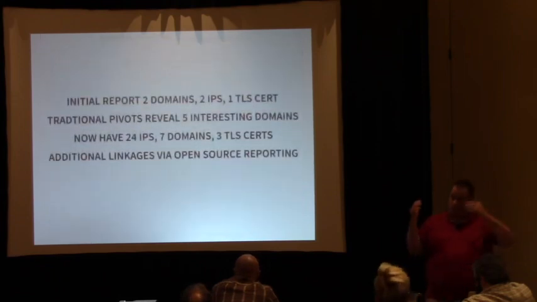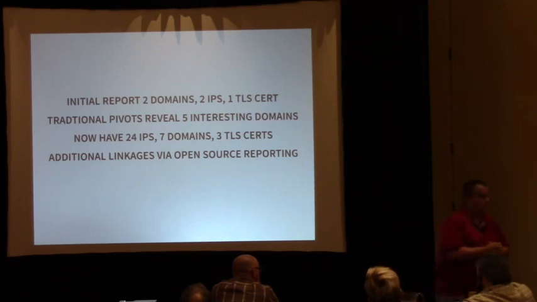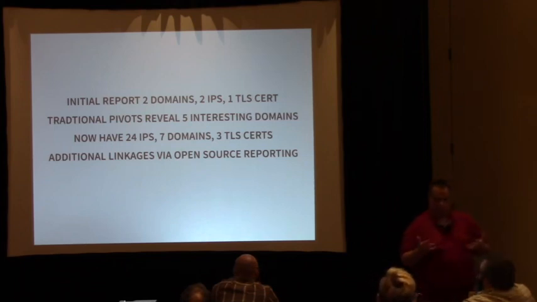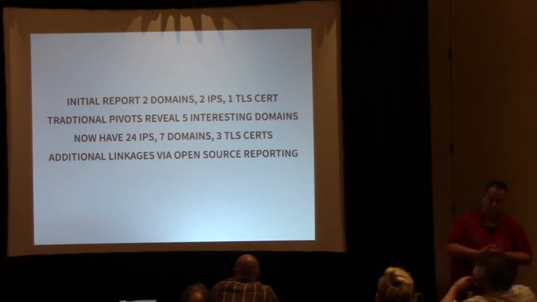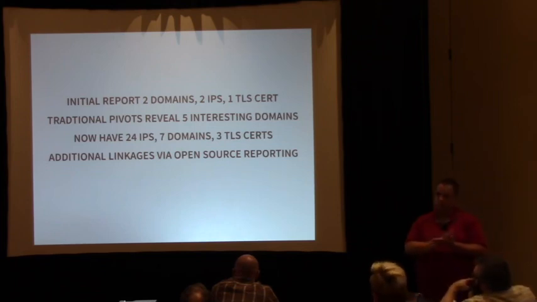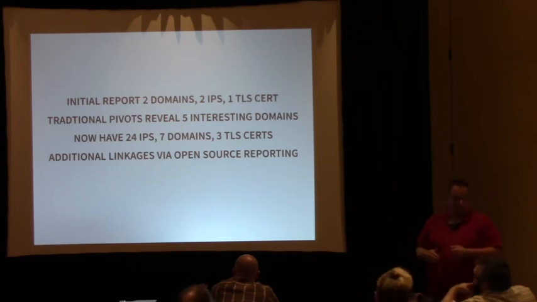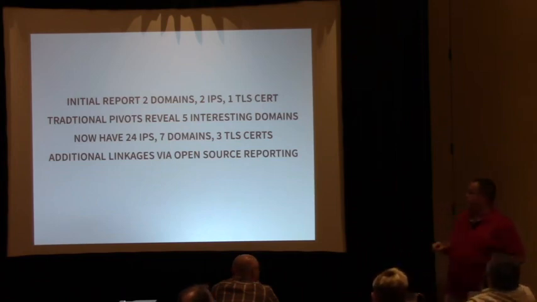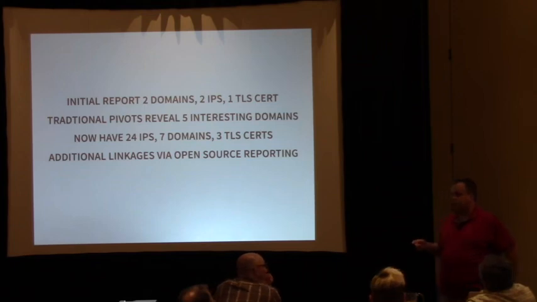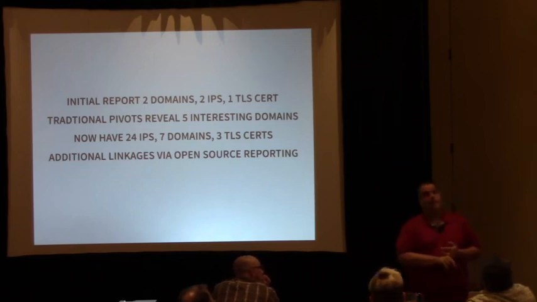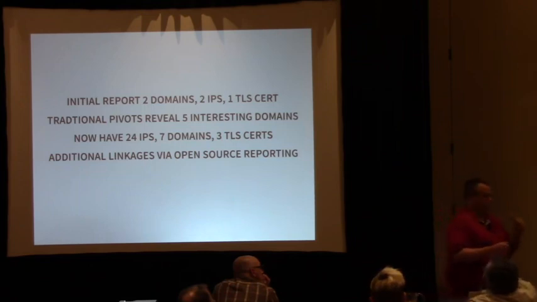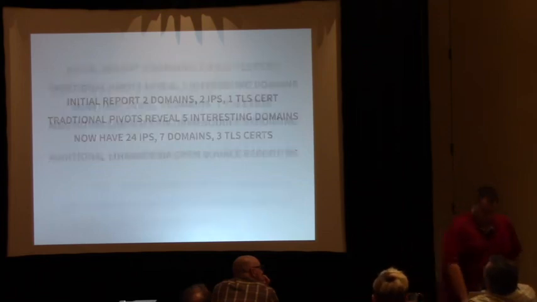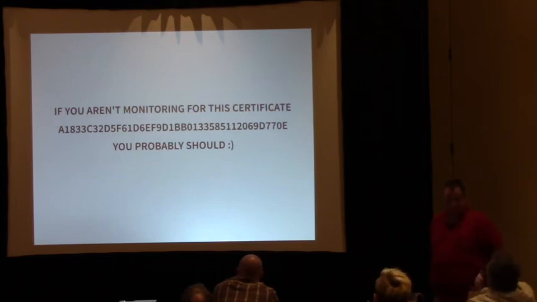So, pivoting from the German Parliament report, two domains, two IPs, one TLS certificate. The traditional pivots found 5 interesting domains. We're now up to 24 IPs, 7 domains, 3 TLS certificates that we can monitor. There are additional linkages to several of these IPs in open source reporting. PwC had a report back last June that listed a couple of domains. One of those domains showed up on one of those IPs around the same time, and FireEye also had a similar report. So basically, if you aren't monitoring the certificate, you probably should.